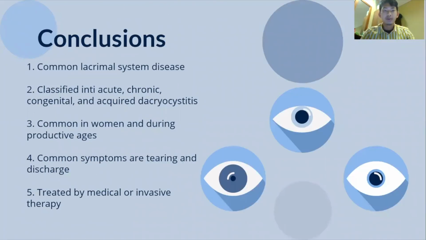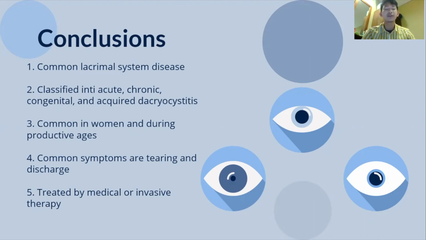My name is Defastion, number 146. I will conclude the presentation. So dacryocystitis is a common lacrimal system disease caused by obstruction of the nasolacrimal duct, resulting in an inflammation of the lacrimal sac. By the cause, it can be classified into acute and chronic dacryocystitis, and by the onset, it can be classified into congenital and acquired dacryocystitis.